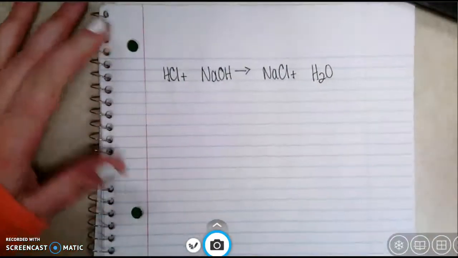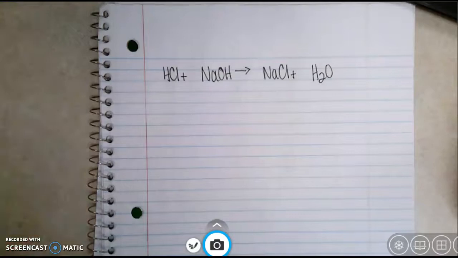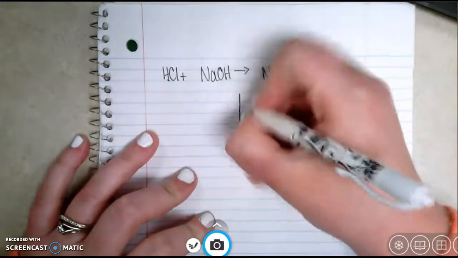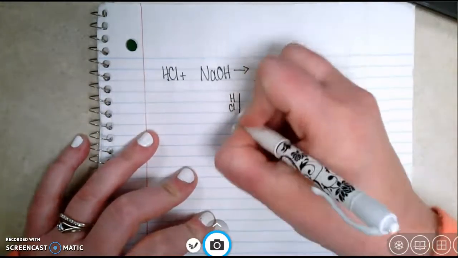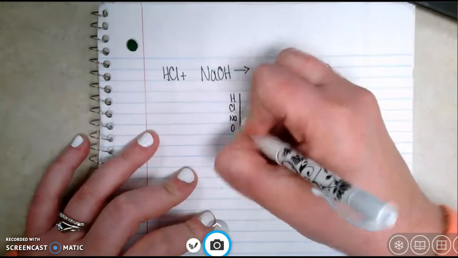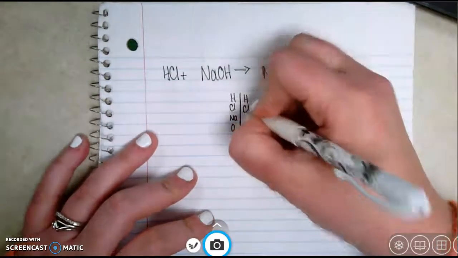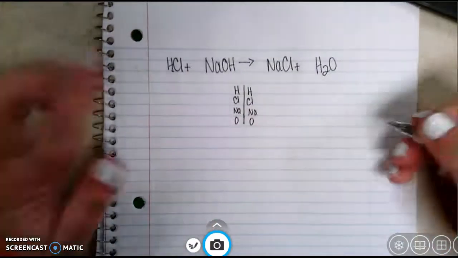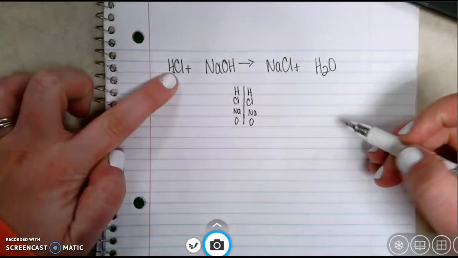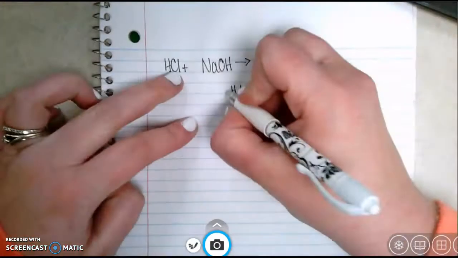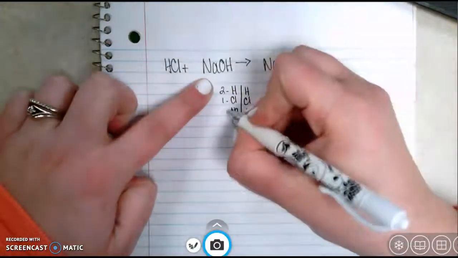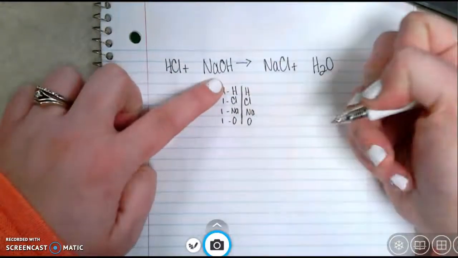Okay, so here's my equation. And before I even do anything else, I'm going to make sure that this equation is balanced. So on the left side of my arrow, I've got some H, some Cl, some Na, and some O. And on the right, I've got some H, some Cl, some Na, and some O. On the left-hand side, I have one hydrogen here, and I have one hydrogen here, which means I have a total of 2. I have one Cl, I have one Na, and I have one O.